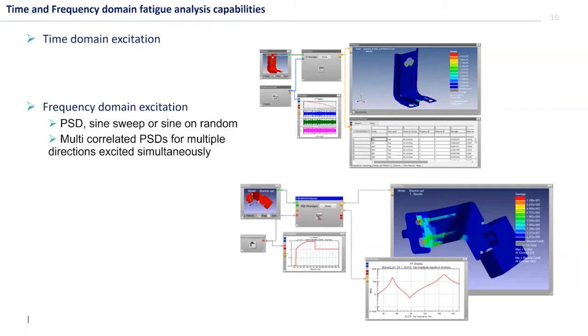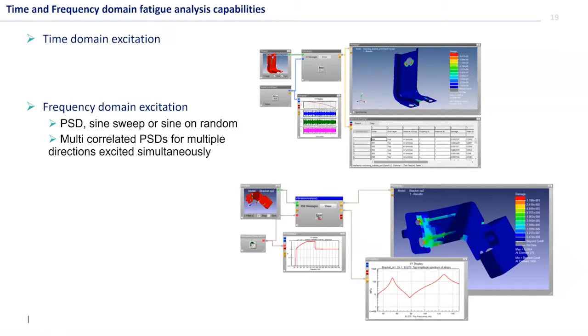We've got our PSD here, or sine sweep, or frequency domain loading, and we superpose both to obtain the stress spectrum response at every node. Here is an example where you see two modes, and eventually the damage or the life distribution.